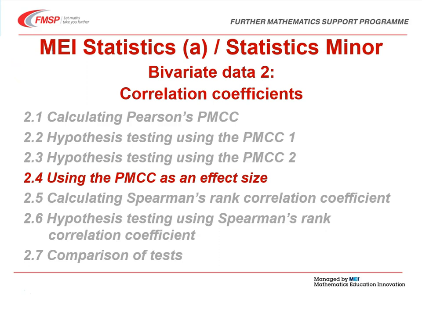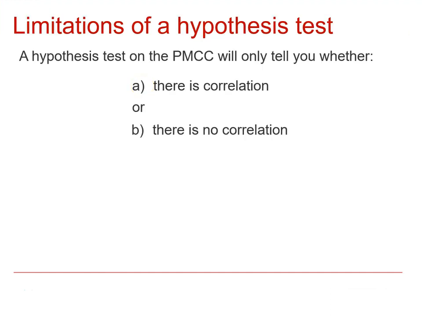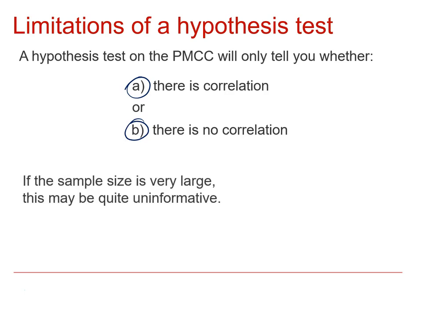MEI Statistics Minor, Bivariate Data 2, Correlation Coefficients 2.4: using the product moment correlation coefficient as an effect size. Now there are limitations to a hypothesis test on the product moment correlation coefficient because it will only tell you two things. Either there is correlation or there isn't correlation. And in particular, if the sample size is very large, it can be very uninformative.